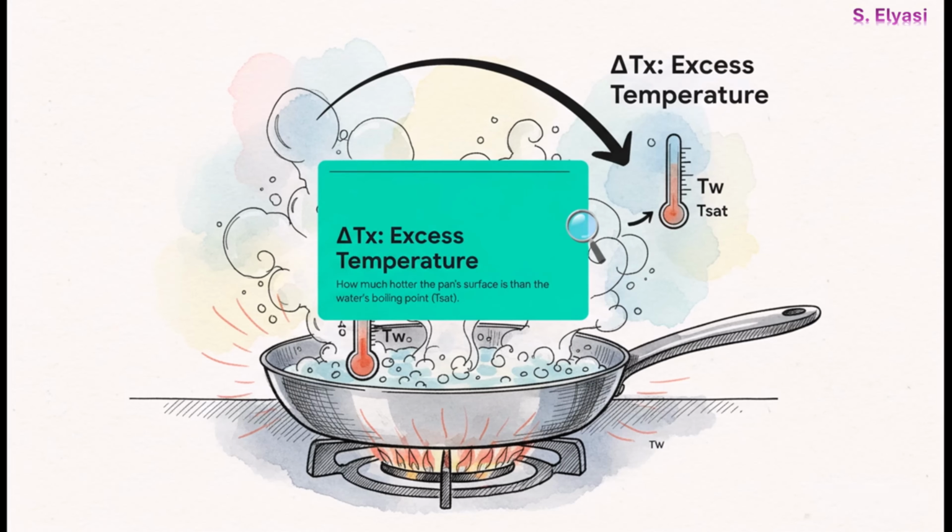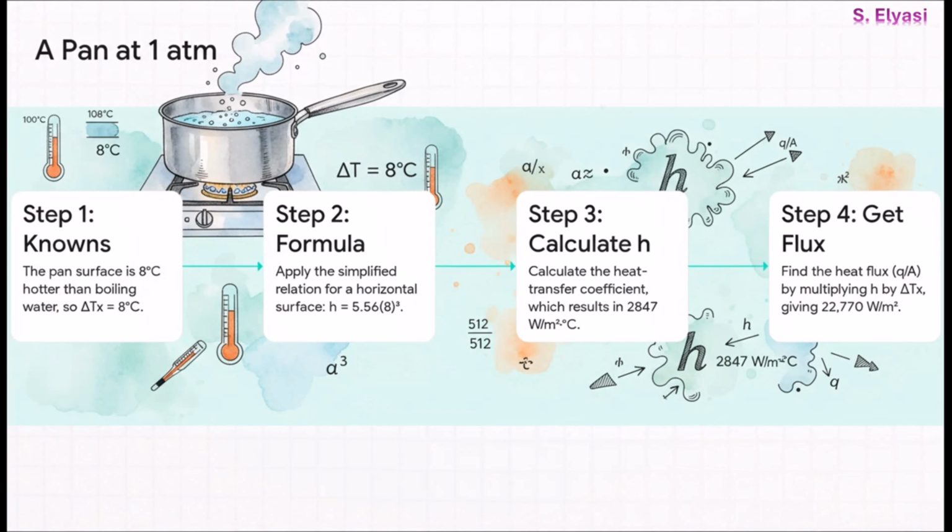This is the big aha moment. For boiling to really get going, the pan has to be hotter than 100 degrees Celsius. That tiny little temperature difference is what unleashes this huge flood of energy. So let's actually use it. Let's say our pan's surface is just 8 degrees Celsius hotter than the boiling water next to it. That means our delta Tx is 8.